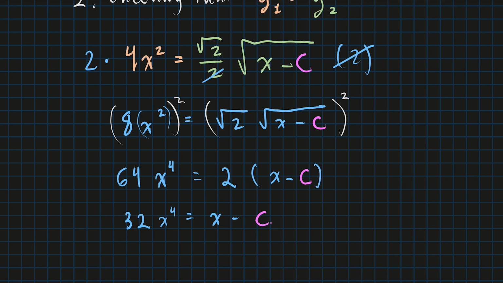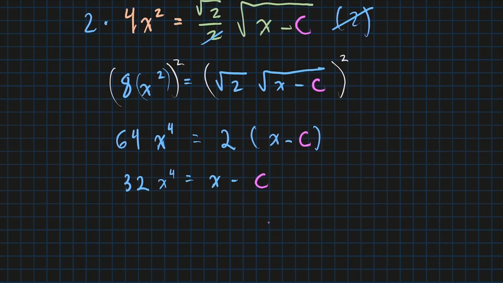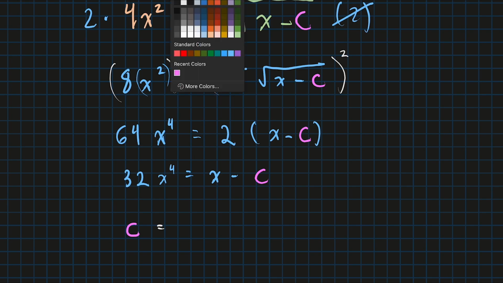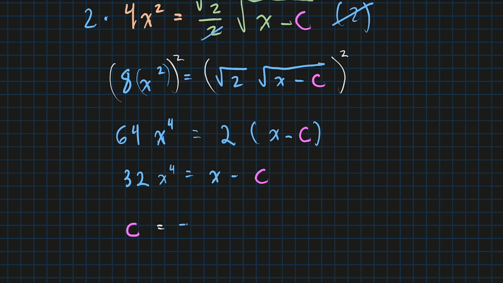All right, let's do the same thing we did with our first criterion. Let's isolate for c. So bring the c to the other side, and bring the 32x to the 4 to the other side. You get that c is equal to negative 32 times x to the 4 plus x. All right, now this helps us a lot.